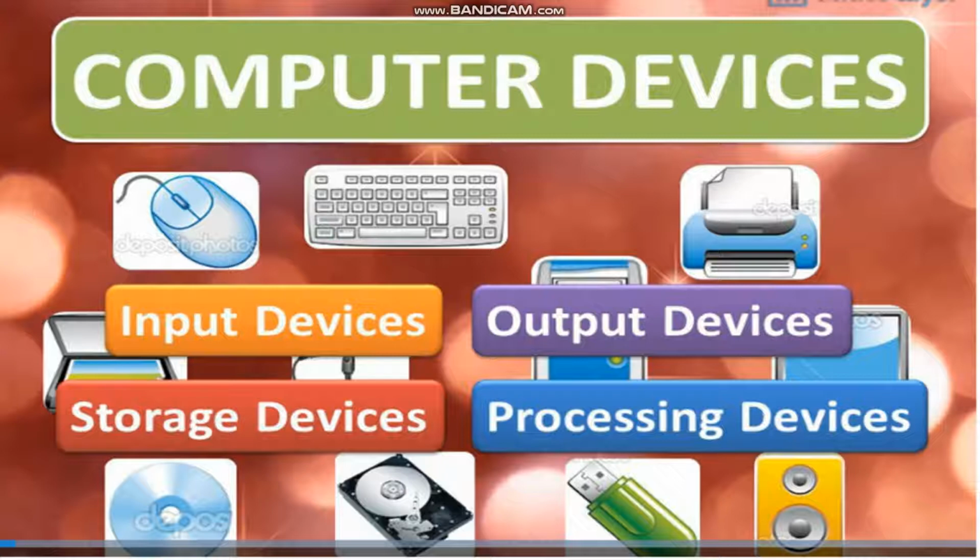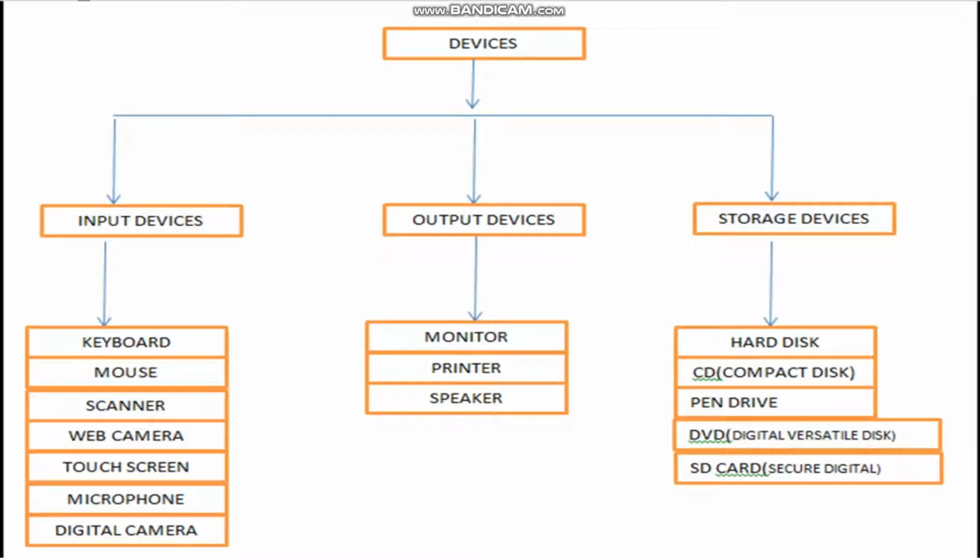In a computer there are four types of devices, but in this video I am going to explain only three: input devices, output devices, and storage devices. Processing devices you will learn in the next class. So in this class I am going to explain input devices, output devices, and storage devices. If you observe this picture, there are three types of devices: input devices, output devices, and storage devices.